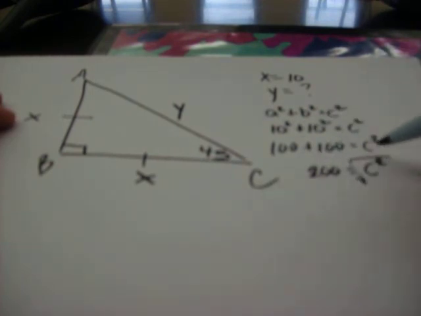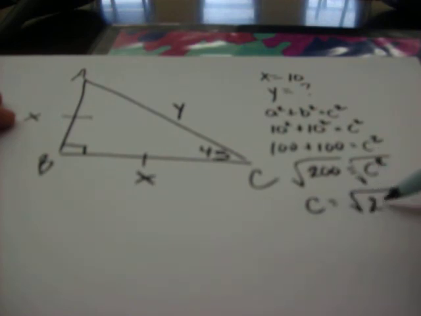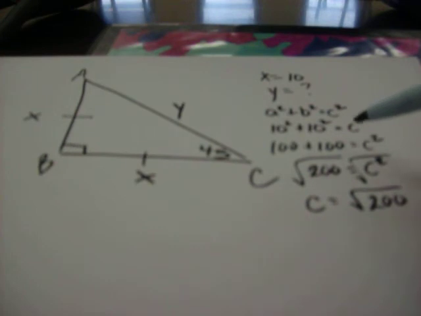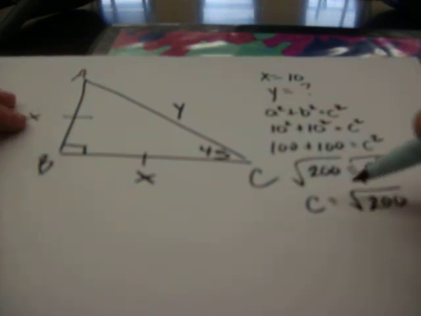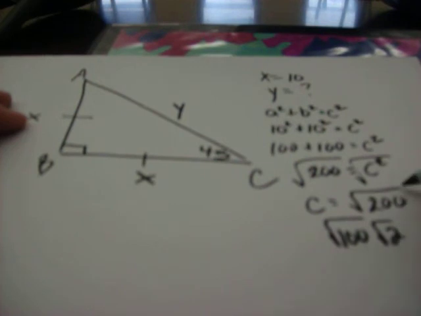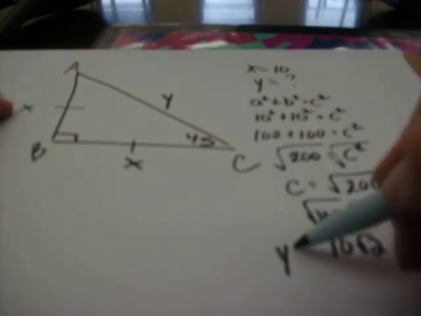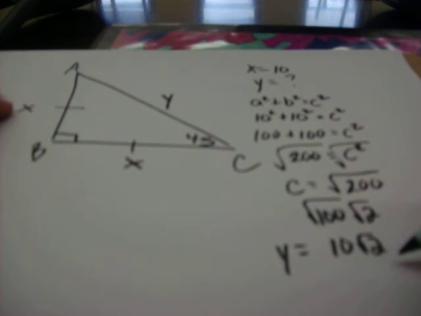I'm going to take the square root of each side. So now C equals the square root of 200. So far, you should be okay. What we have to then do is simplify the square root of 200. Well, I know that the square root of 100 times the square root of 2 is the square root of 200. And I know the square root of 100 is 10. So that means that my Y is going to equal 10 square root of 2.